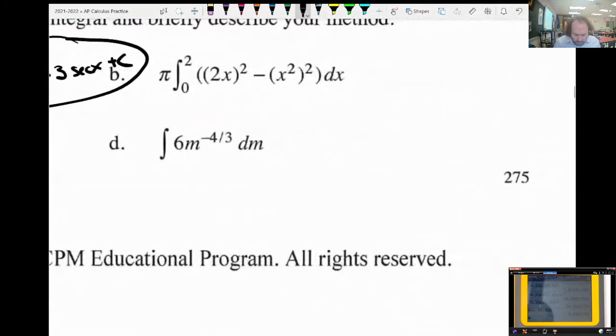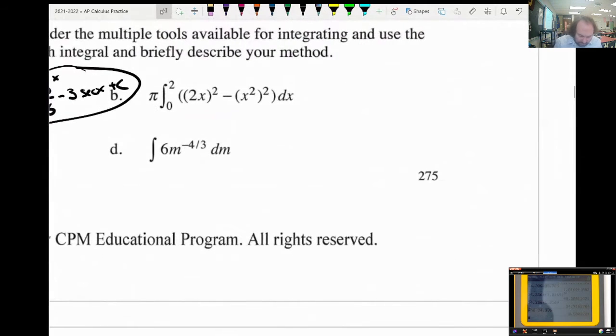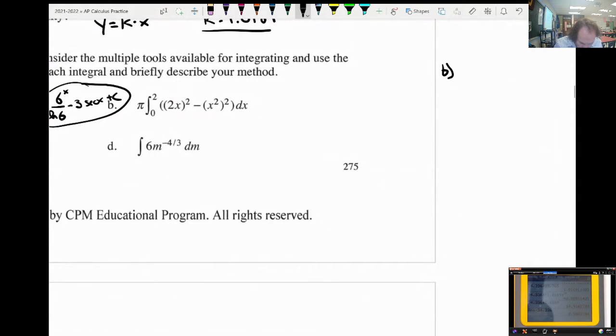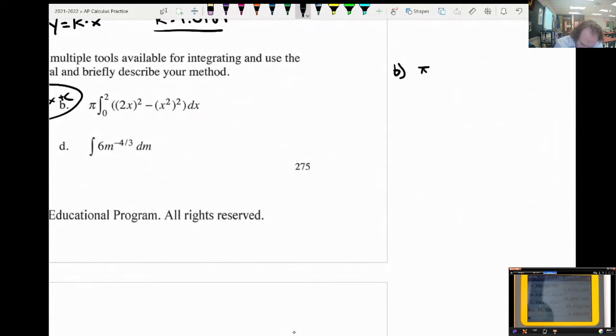For question B, we can actually do this by hand, so let's do this. It won't be too tough to do. We might need some space off to the side, though. We've got a little bit of work to do on this problem. Pi is just a constant hanging out in front. We have the integral from 0 to 2. Let's go ahead and expand.